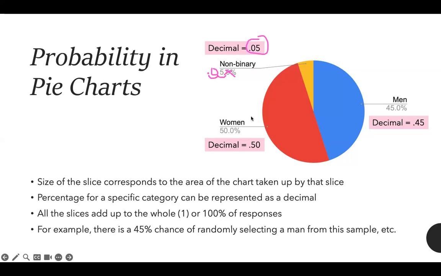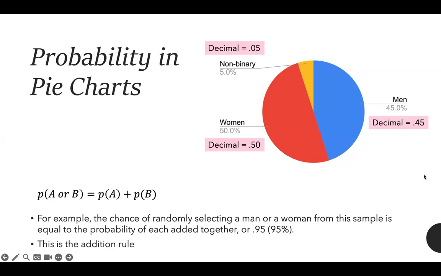And so that is how you might interpret your pie charts for this. I might give you as a question a pie chart that has percentages and ask you to tell me what the probability is of getting somebody with different probabilities.